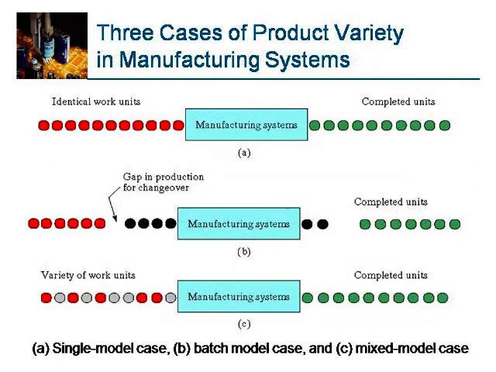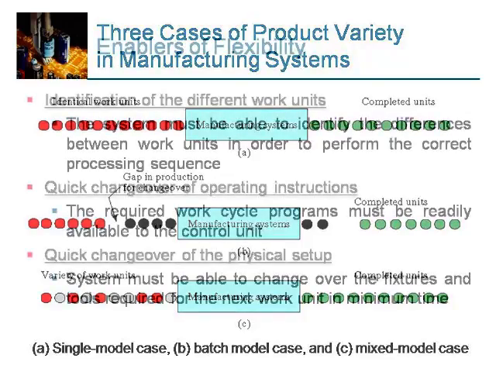You see these three cases of product variety in a manufacturing system. Here in the manufacturing system, all are identical work units and completed units. Here is the manufacturing system with product changeover. These are one type, these are one type, and this is the product changeover, and it's all output of this. And here, a variety of work units: you have different work units to work on, and you have completed units of this.